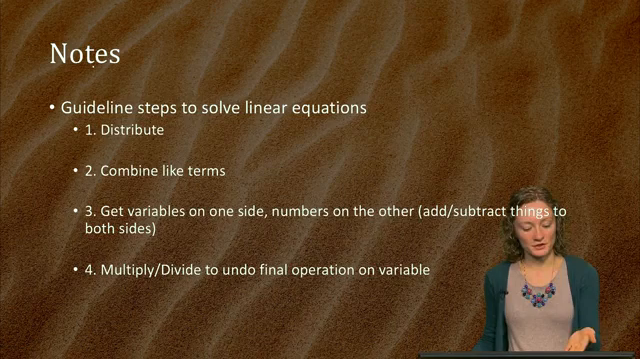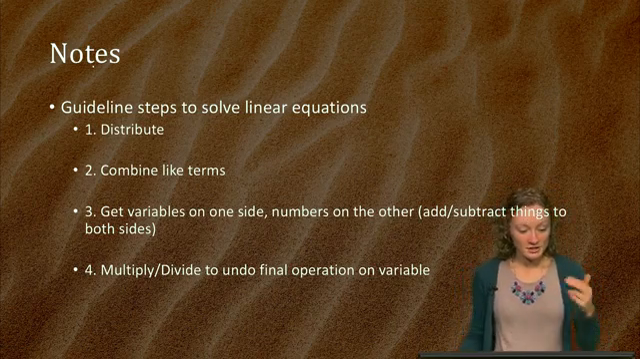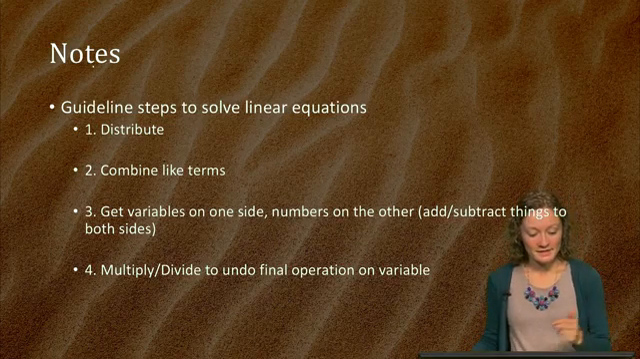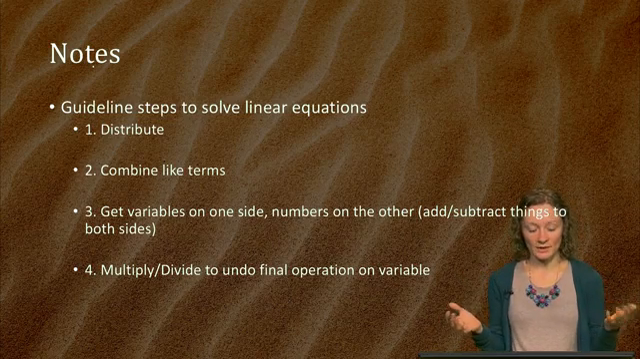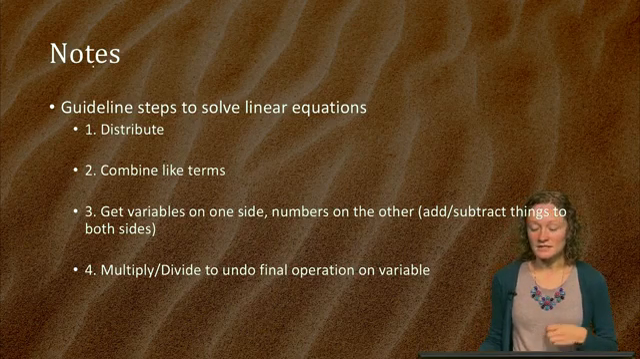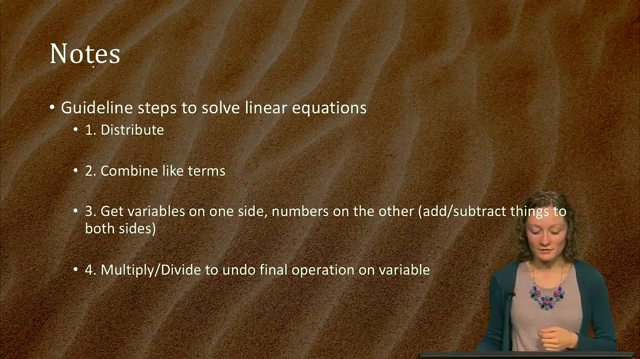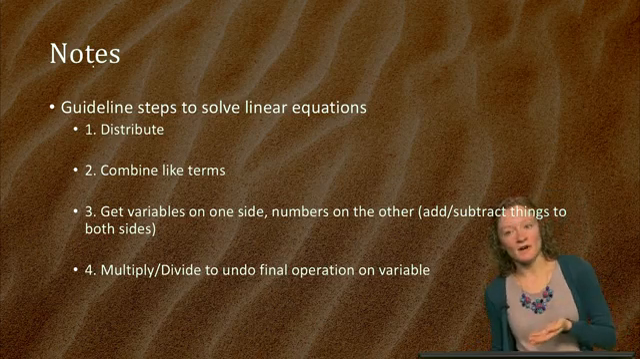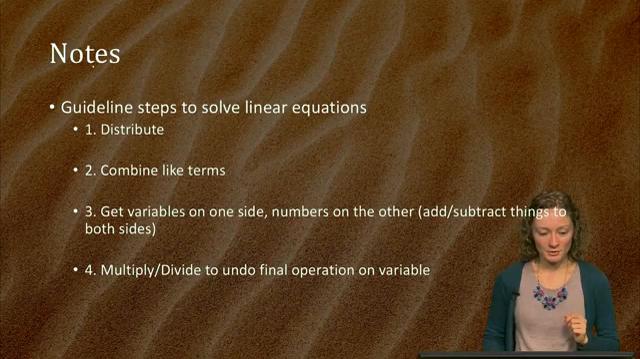So those steps would be the first one, distribute. That's if possible. It's very possible that each and every step along the way you won't be able to do. So if possible, distribute. Second, combine like terms. This is again, if possible, on each side of the equation. And then third, get the variables on one side, the numbers on the other. This means adding and subtracting things to both sides. And then finally, multiply or divide to undo the final operation on the variable. So if it's multiplication, we'll divide to undo that. If it's division, we'll multiply to undo it. So let's see some problems.